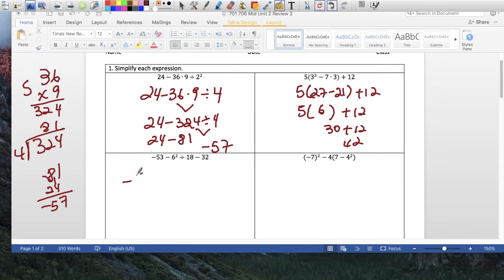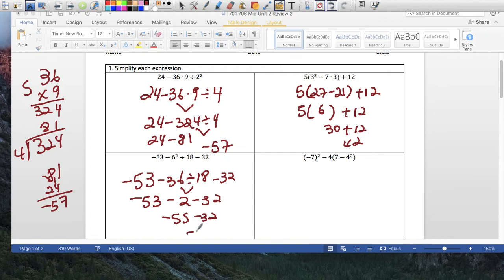Bottom one, negative 53 minus 6 squared is 36. We're going to then divide that by 18, minus 32. Negative 53, divide those two, you get 2, minus 32. So now it becomes just a nice, easy subtraction problem, in which you can definitely use your calculator. Negative 53 minus 2 is negative 55, minus 32, which is going to give us negative 87.